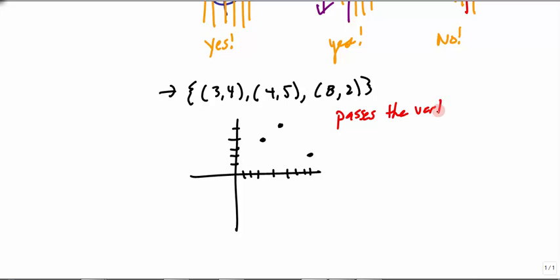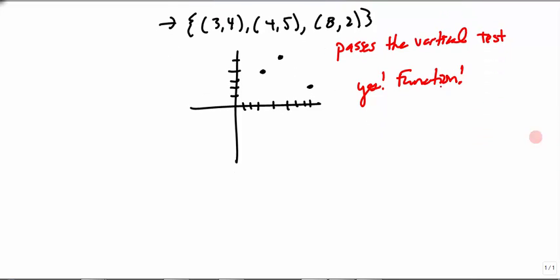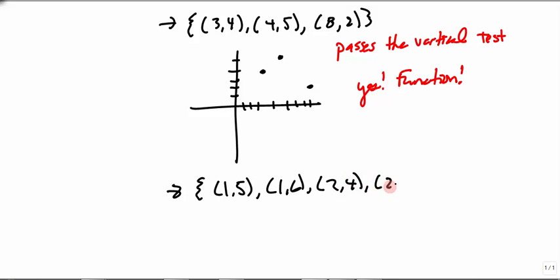And also each value of x has a unique y, meaning 3 only maps to 4, it doesn't map to any other value. 4 only maps to 5, not to any other value, and the same with 8 to 2. So it passes the vertical line test, so yes, this is a function. If you're not sure about the definition, you could always do some graphing. Let's go ahead and look at another example, some sets of ordered pairs. Let's look at (1, 5), (1, 6), let's say (2, 4), and (2, 3).